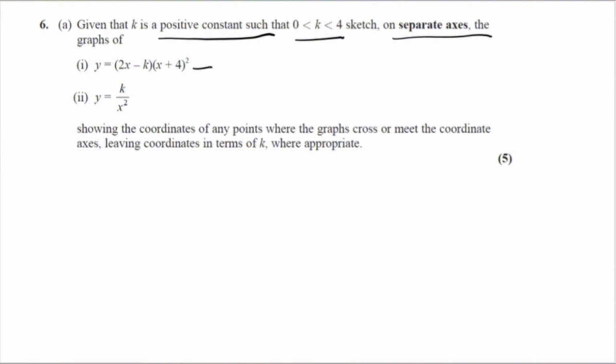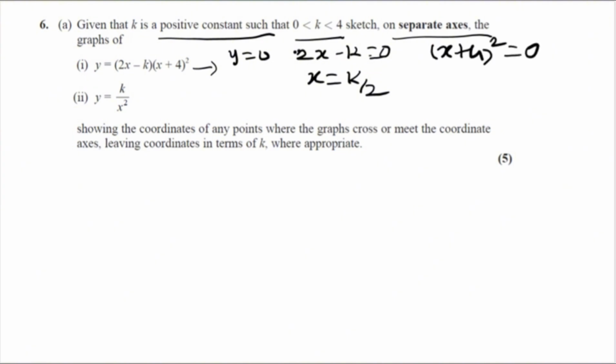Okay, to draw this first graph, we have to find the points which intersect the coordinate axes. So for that, first I am putting y is equal to 0. So that means 2x minus k equal to 0, so x is equal to k over 2. Another point, x plus 4 squared is equal to 0, so x is equal to minus 4. So this coordinate is k over 2, 0. This coordinate is minus 4, 0.